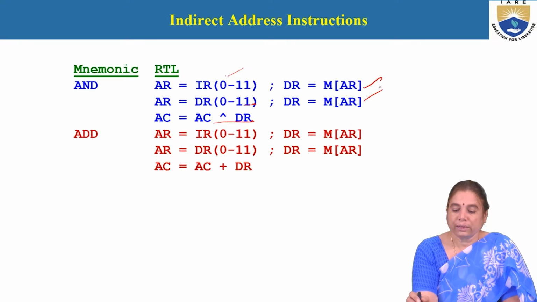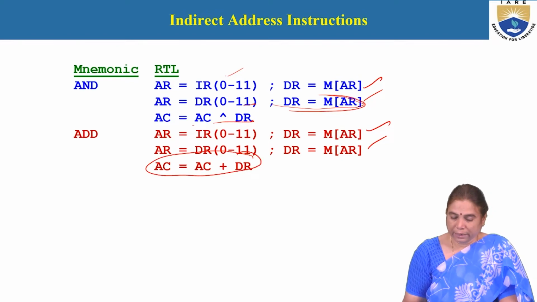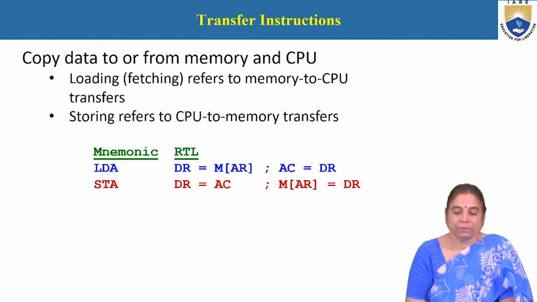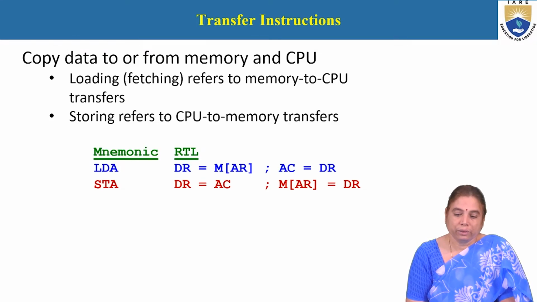So here 2 cycles are required to fetch the operand. With this operand the accumulator value can perform the AND logical operation. To perform add also, 2 cycles are required in order to perform the addition operation. Transfer instructions can be used in the memory reference instructions.